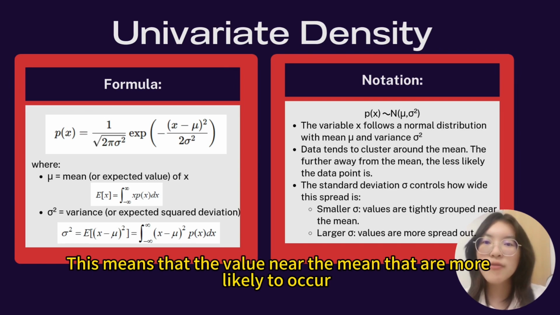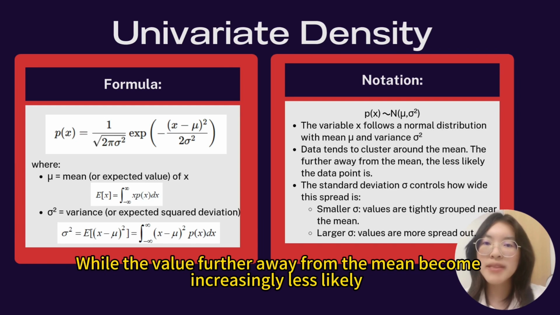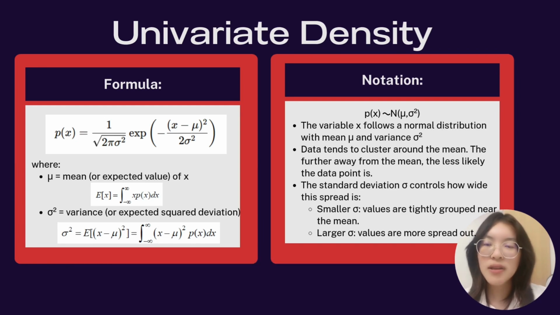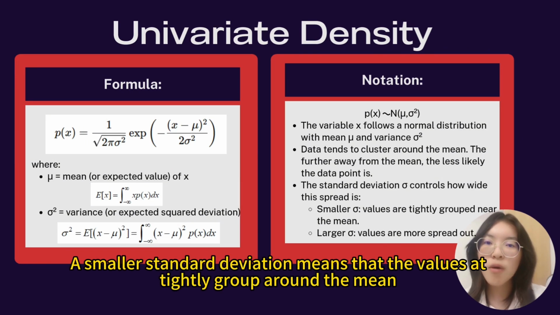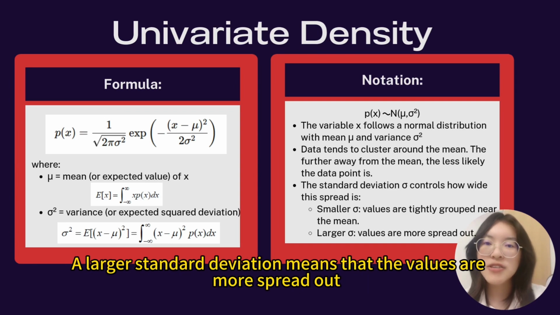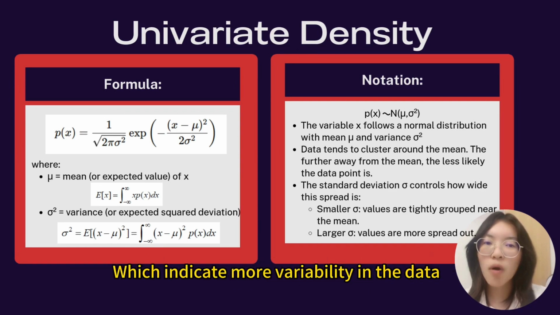This means that values near the mean are more likely to occur, while values further from the mean become increasingly less likely. The standard deviation determines the spread of the distribution. A smaller standard deviation means that the values are tightly grouped around the mean. A larger standard deviation means that the values are more spread out, which indicates more variability in the data.